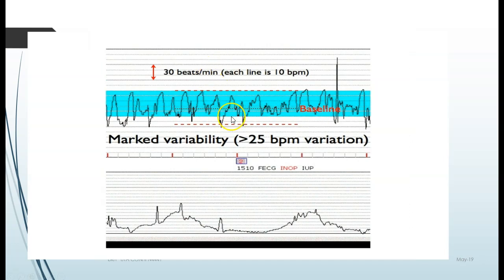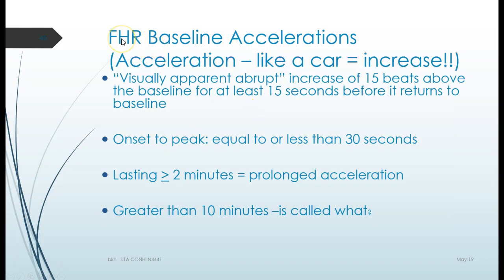And then here's our marked variability, greater than 25 beats per minute. It's just kind of all over the place. You can't call a baseline here because it doesn't settle any place long enough for a baseline. This is a very concerning strip. All right, let's talk about a couple of our terms that you have to know.